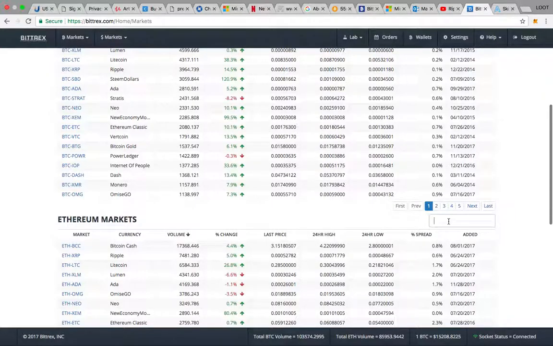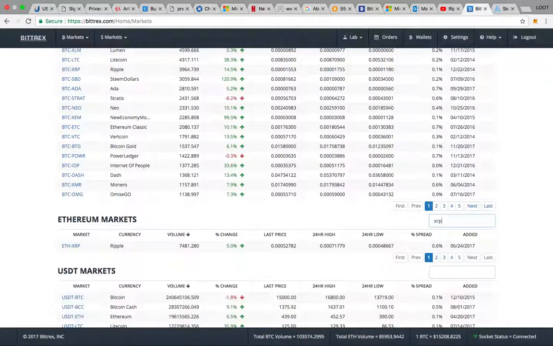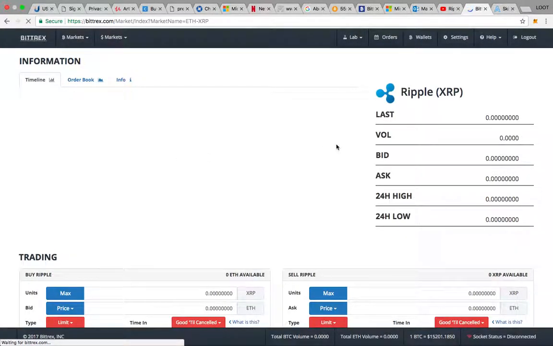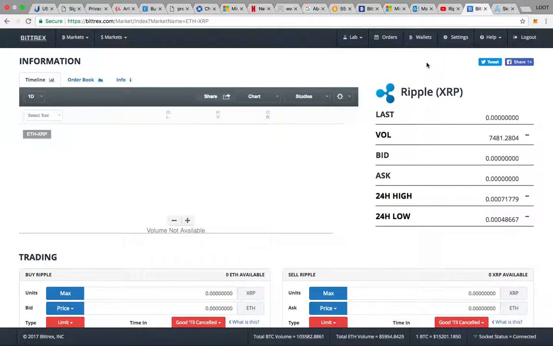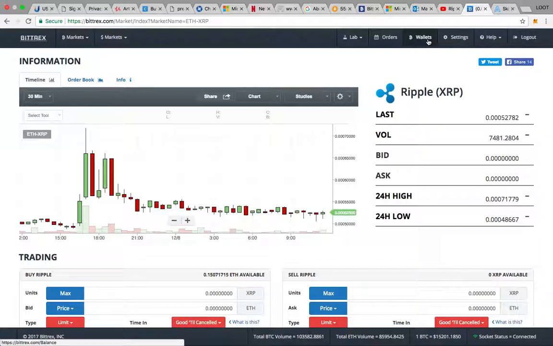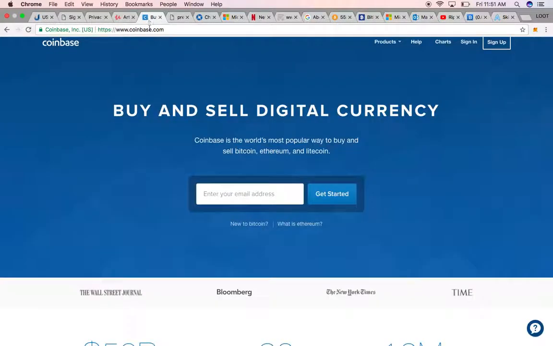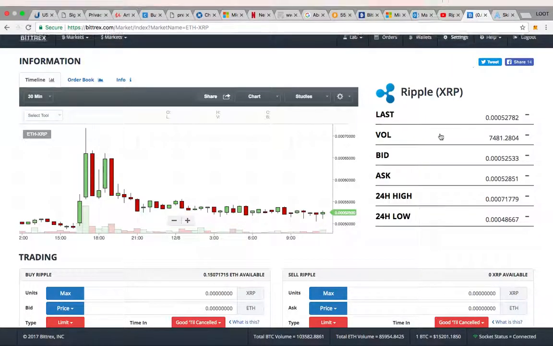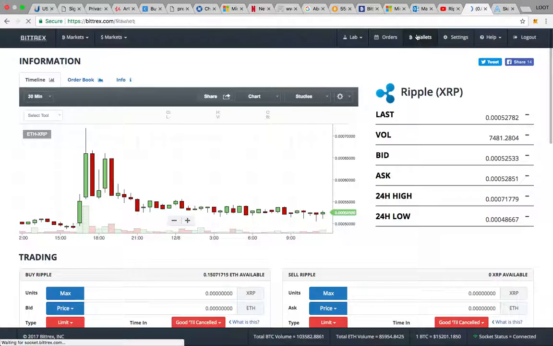Go to Ethereum markets, XRP, Ripple, boom. And one thing that I also want to note really quickly is that when you send from Bitcoin to Bittrex, make sure that you send your Ethereum to an Ethereum address, right? Because let me go back really quickly.